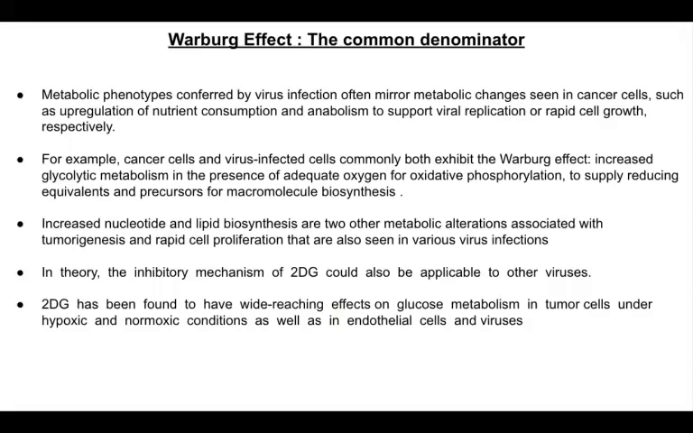For example, cancer cells and virus-infected cells commonly exhibit the Warburg effect, increased glycolytic metabolism in the presence of adequate oxygen for oxidative phosphorylation, to supply reducing equivalents and precursors of macromolecule biosynthesis. Increased nucleotide and lipid biosynthesis are two other metabolic alterations associated with tumorigenesis and rapid cellular proliferation that are also seen in various viral infections.